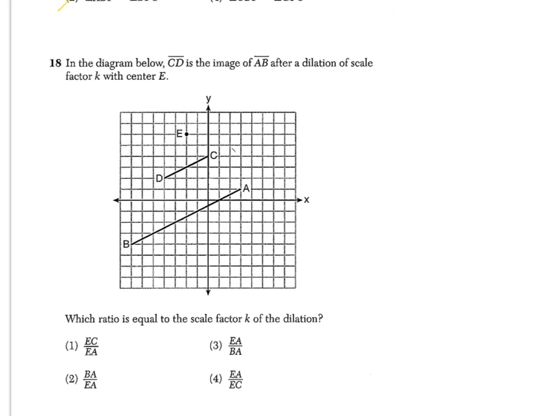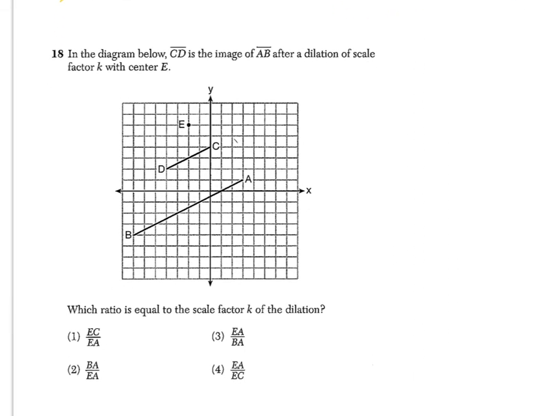Number 18 says, in the diagram below, CD is the image of AB after a dilation of a scale factor K with the center at E. So here we're centered at E and we're dilating segment DC, or CD, such that it maps onto AB. When we're given a center of dilation other than the origin, it's very helpful to take your pen or pencil and your ruler or your straight edge and connect them to make straight lines. So E connected through D, connected through B, and E connected through C, connected through A.